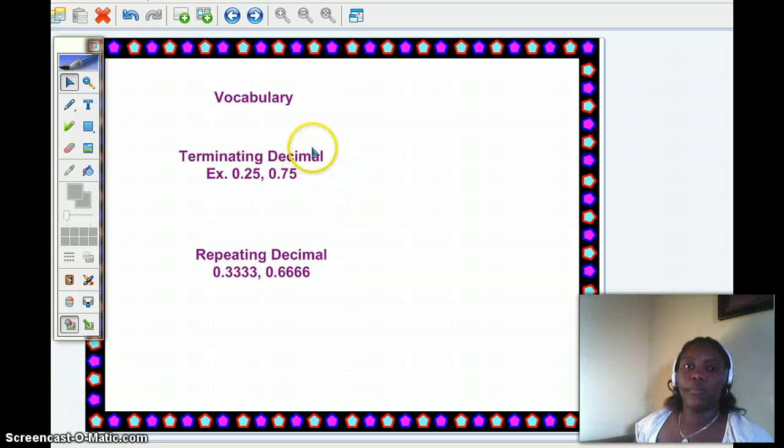Because we're talking about rational numbers, that means we will be going from fractions to decimal form and vice versa. So things we need to know: terminating decimal means that the decimal terminates. Just like it says, terminating decimal means it terminates. Here we have 0.25 and 0.75. These two decimals terminate, that means they stop.